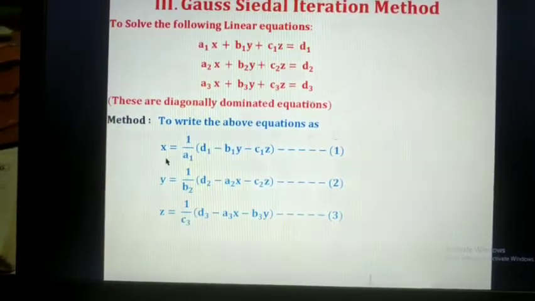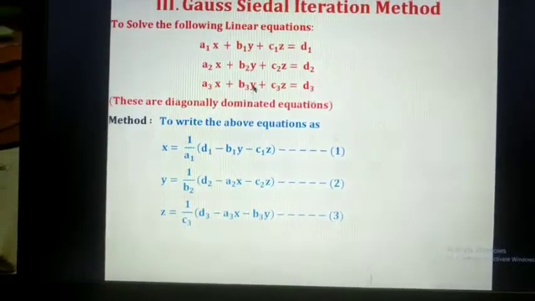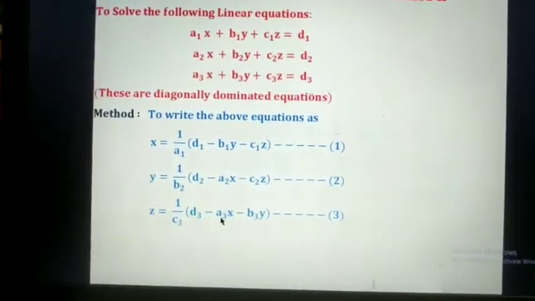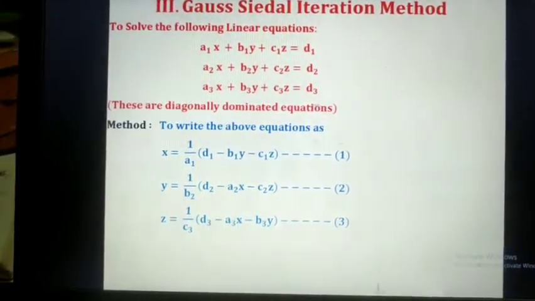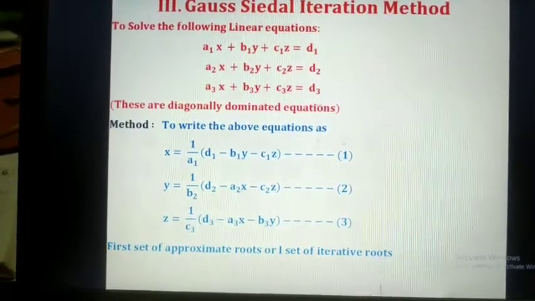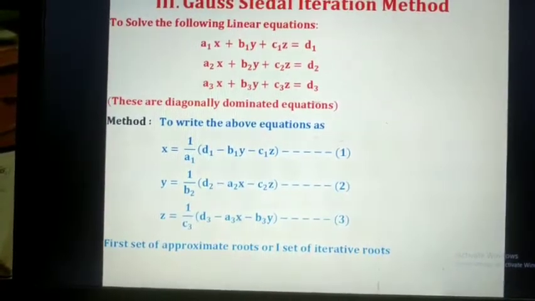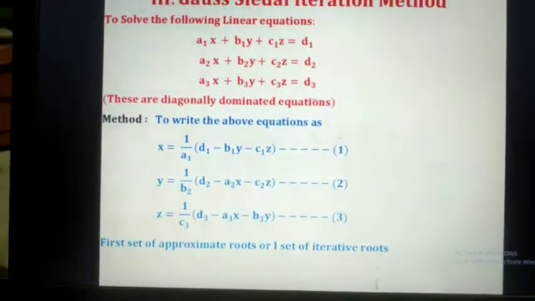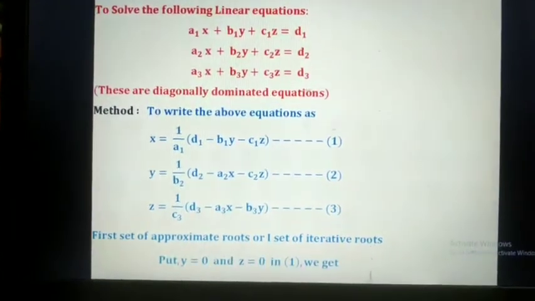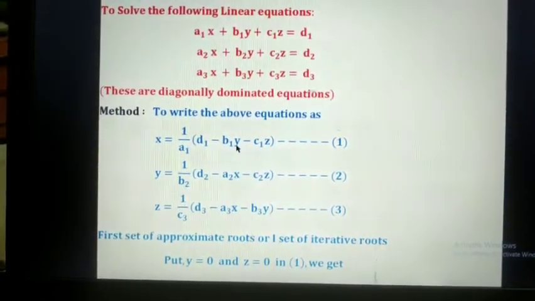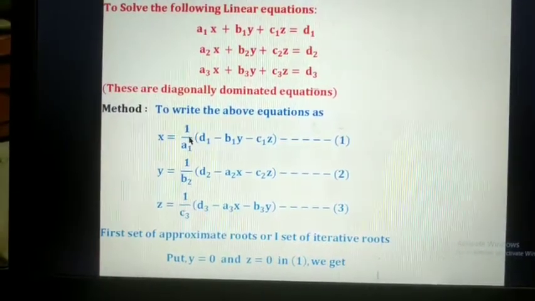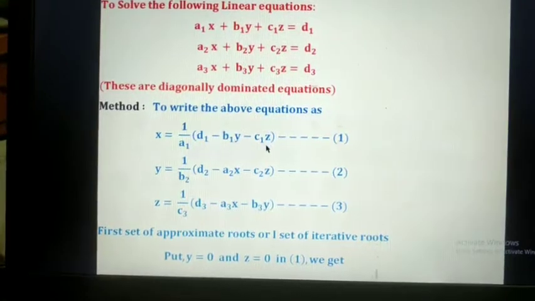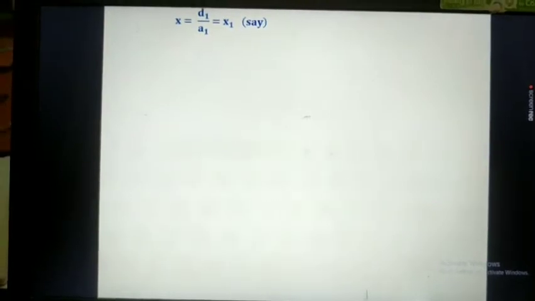From the first equation, finding x. From the second equation, finding y. From the third equation, finding z. With the help of these equations, we find the values of x, y, z. For the first approximate root, or first set of iterative roots, put y equal to 0 and z equal to 0 in the first equation. If y and z are 0, then x is 1 divided by a1 into d1. X is equal to d1 divided by a1, to be written as x1.